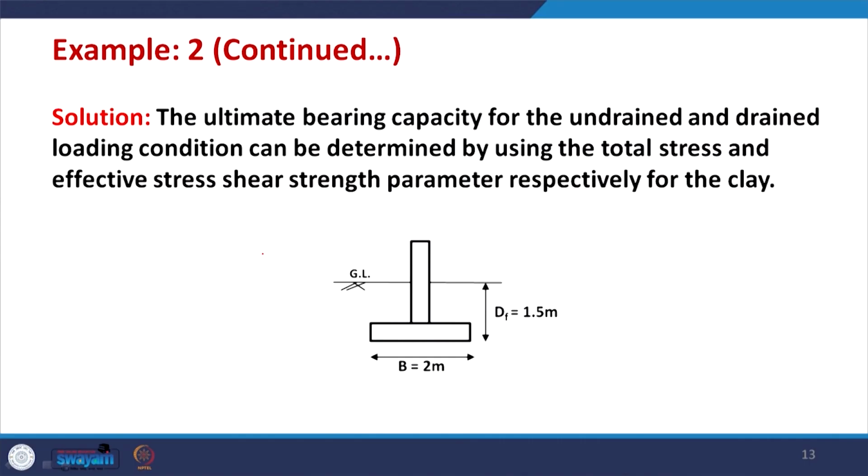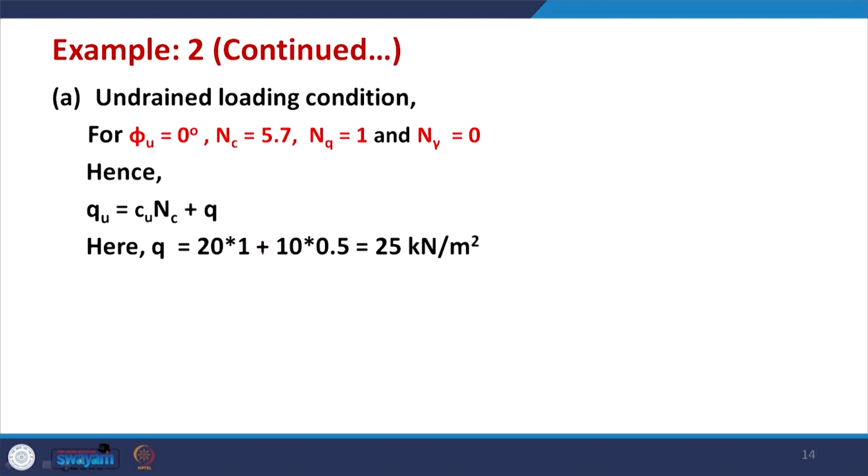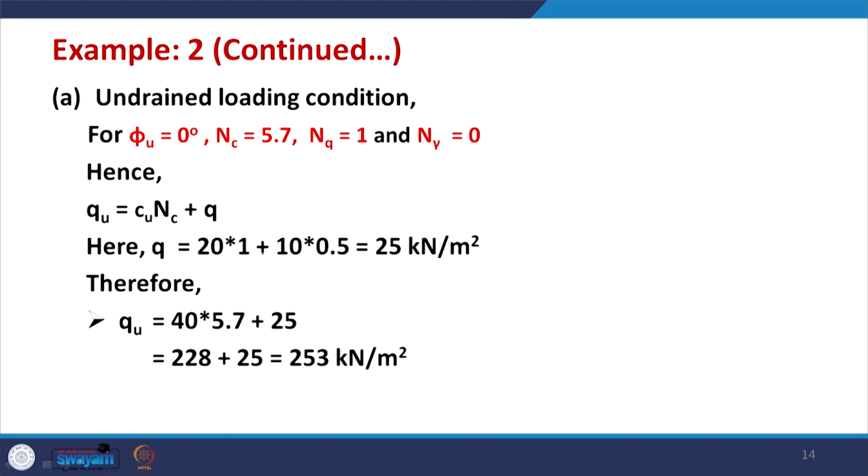So, let us have the first case. Undrained and drained loading conditions can be handled using the total stress and effective stress shear strength parameters. For undrained loading condition we will use the total stress parameters, while for drained condition you need to use effective strength parameters. For undrained loading, when phi equal to 0, by Terzaghi's theory you know that Nc is equal to 5.7, Nq is 1 and N gamma is 0. So, the ultimate bearing capacity is Qu equal to Cu Nc plus Q.